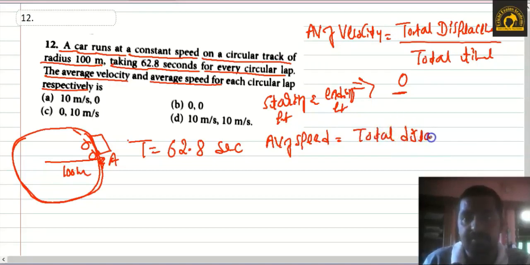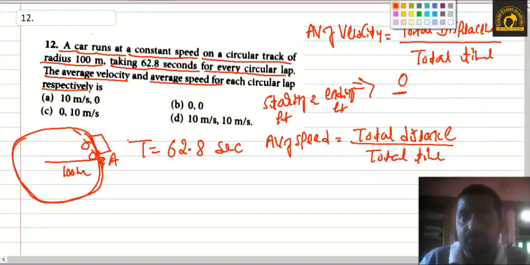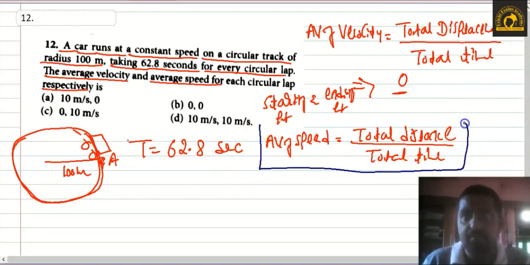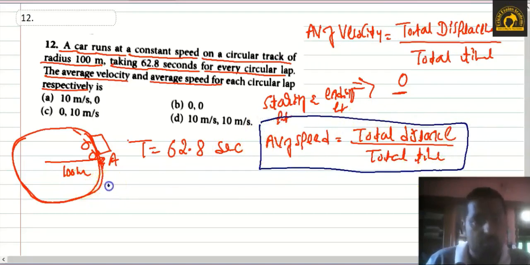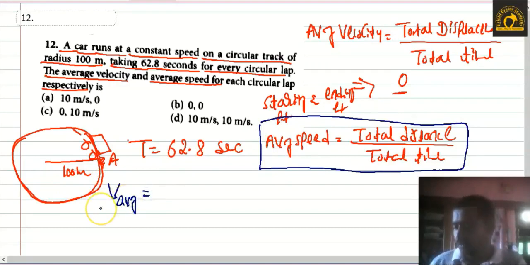Total distance divided by total time. Total distance by total time, that is the average speed. Then V average speed is equal to total distance divided by total time.